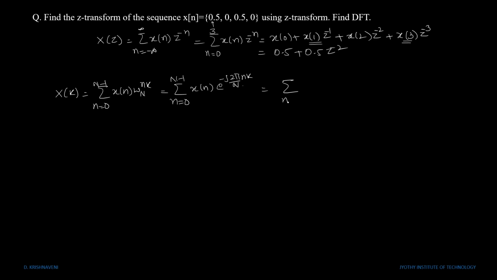We take N is equal to 4. So this will be n equal to 0 to 3 x of n e to the power of minus j 2 pi by 4 nk. Now when we compare it with the z-transform formula, if we replace z with e to the power of j 2 pi by 4 k, then we are going to get the same summation, right? So if z is equal to e to the power of j 2 pi k by 4, then we are going to get the same result.